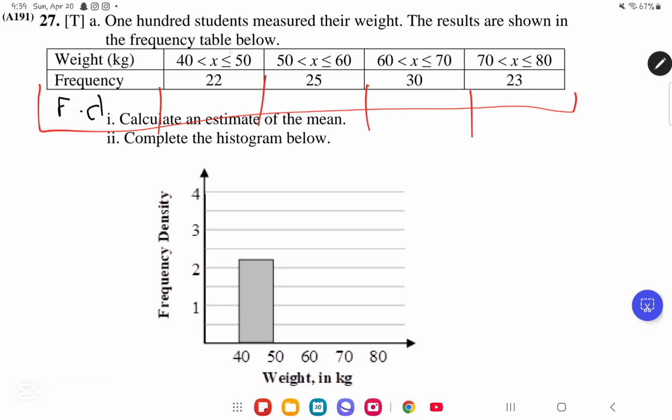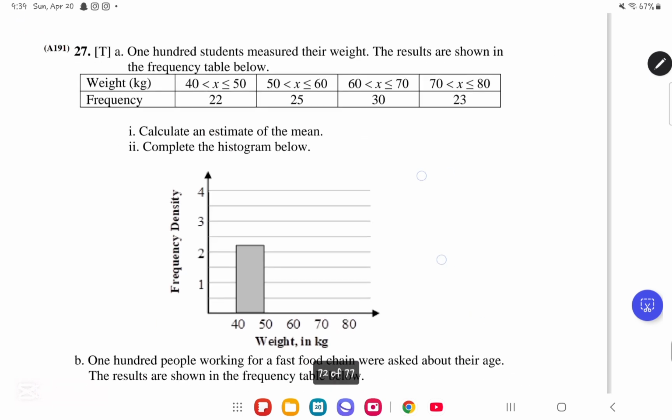That means it's 22 divided by 10, which is 2.2. 25 divided by 10, 2.5. 30 divided by 10, 3. And then 2.3. So they did 40 to 50 for us, which is 2.2. And then they did for us the 50 to 60, which is 2.5. So it's supposed to be like this. And then the 60 to 70 is 3, so it's supposed to be like this. And then the 70 to 80 is a bit smaller, so it's gonna be something like this. So very simply, this is it for question 27.